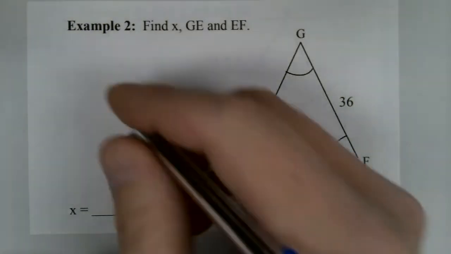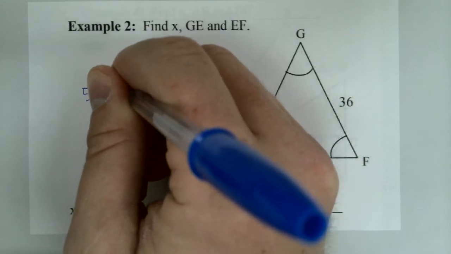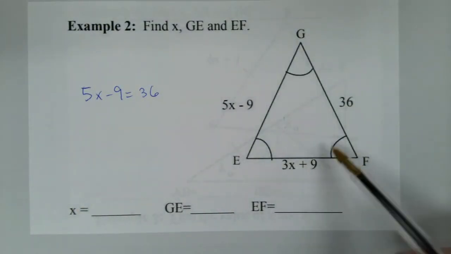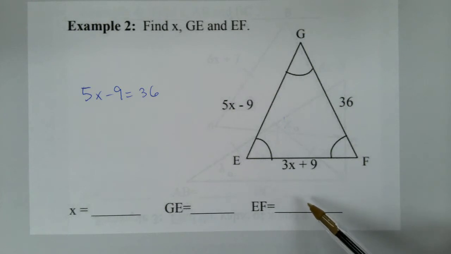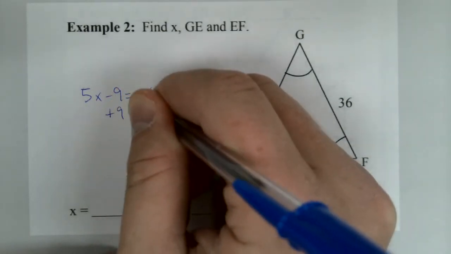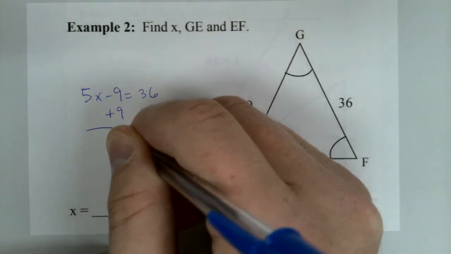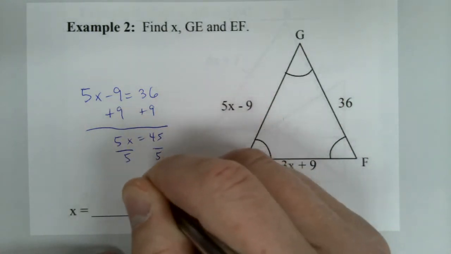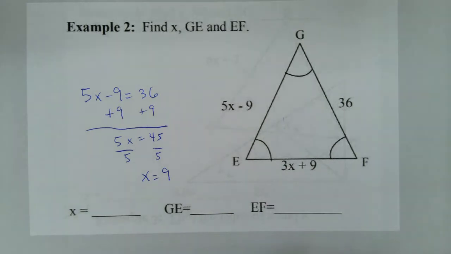Again, there's more than one way you could set up your problem. I'm just going to go ahead and say 5x minus 9 is equal to 36. I'm sure some of you did 3x plus 9 equals 36. You could have done 5x minus 9 equals 3x plus 9. But if I add 9 to both sides, I get 5x equals 45. And if I divide by 5, I get x to be 9.